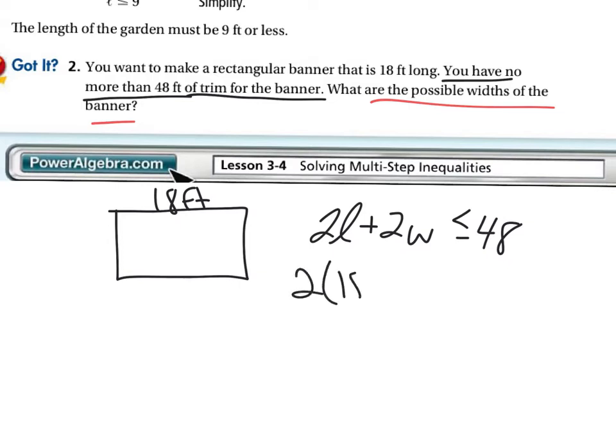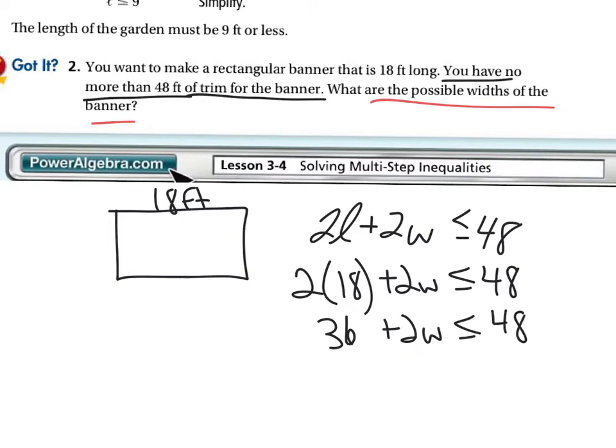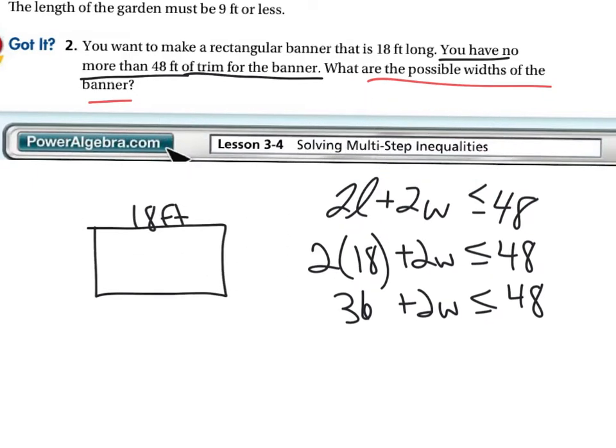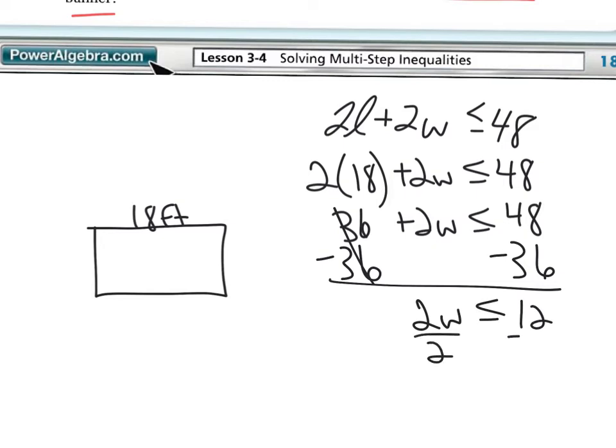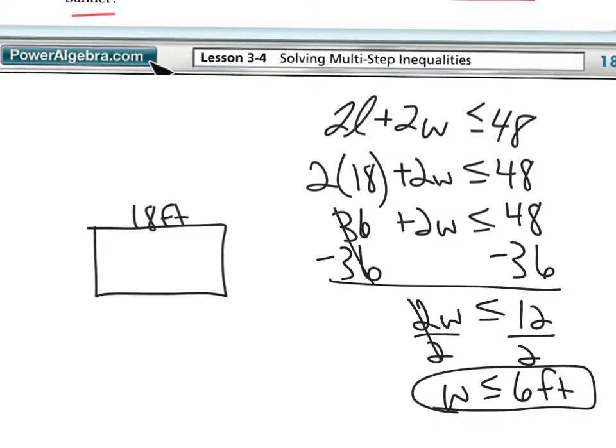We know our length is 18. So 2 times 18 is 36. And then we can solve this. Subtract 36 on both sides to get the variable term by itself. And then they're multiplying, so divide by 2. So W is less than or equal to 6. So what that means is the width could be 6 feet or less. We'd want to write a sentence out about that, but I think you get the idea. Okay, the width would have to be 6 feet or less.